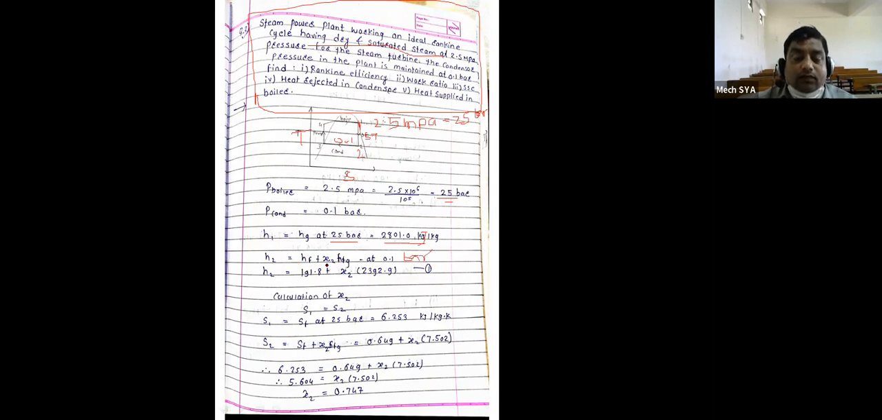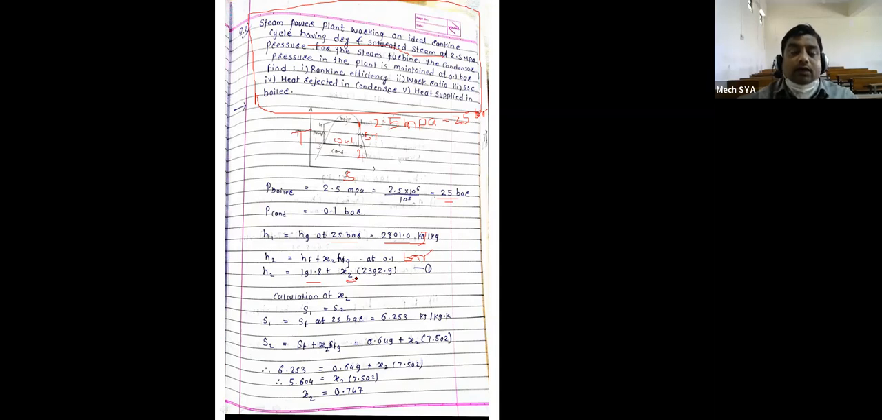So h2 is equal to hf plus x2 into hfg at 0.1 bar. Therefore, for h2, hf and hfg we have to record at 0.1 bar. Again, table number 1, we have to go. Pressure is 0.1 bar, and hf and hfg we have to record. hf is 191.8, so 191.8 plus x2 into hfg, which will be 2392.9. This will be equation number 1, because we don't know x2.